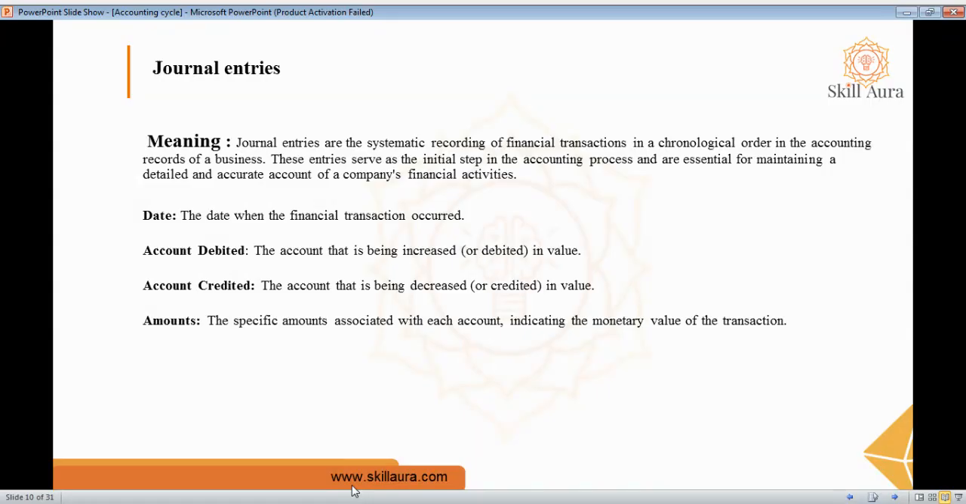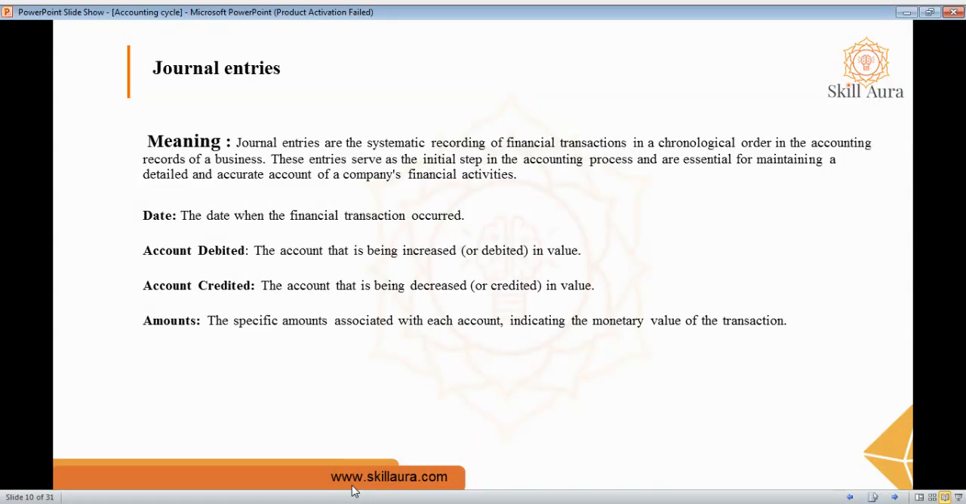Next is the account debited. In the debit column, the account that is being increased in value will be added here. It will always be on the debit side. For the account credited, the account that is being decreased in value will always be credited, and this column will be on the credit side.